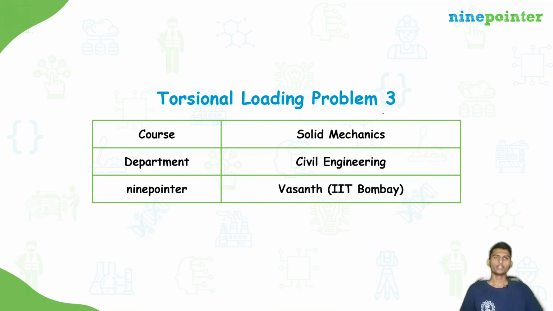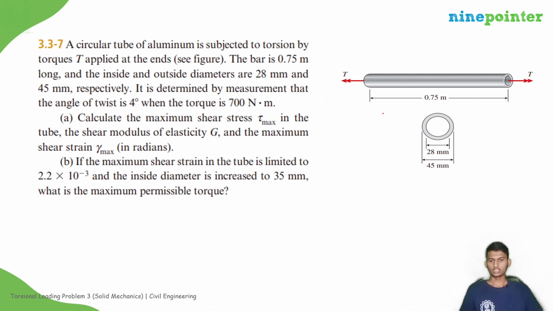In this video, we are going to solve a problem on torsional loading. So this is the problem. You can read it. The problem says that there is a circular tube of aluminium subjected to torsional loading by torques T applied at the ends. You can see the figure over here.